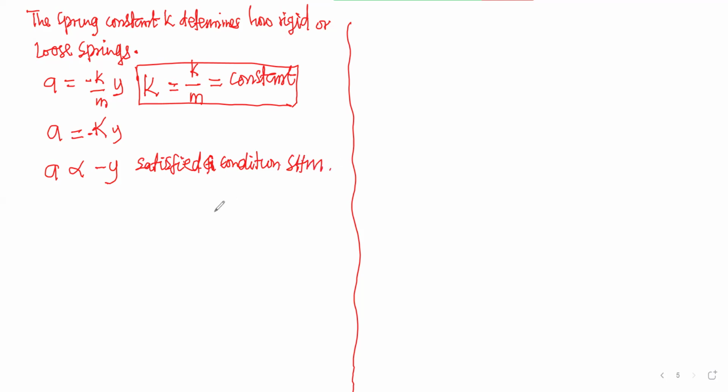So if a motion is said to be simple harmonic, then you must be able to derive this relationship out of it. And so for a loaded spring or a helical spring, its acceleration A is equal to minus K over M times its extension Y.